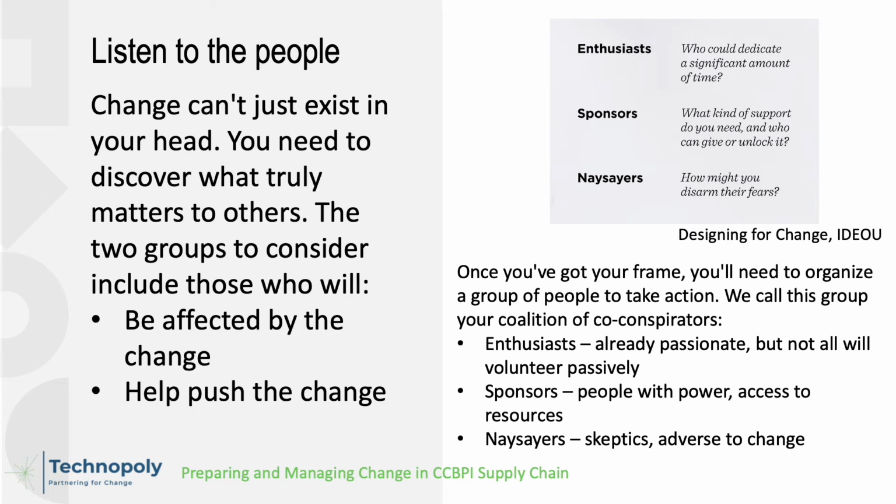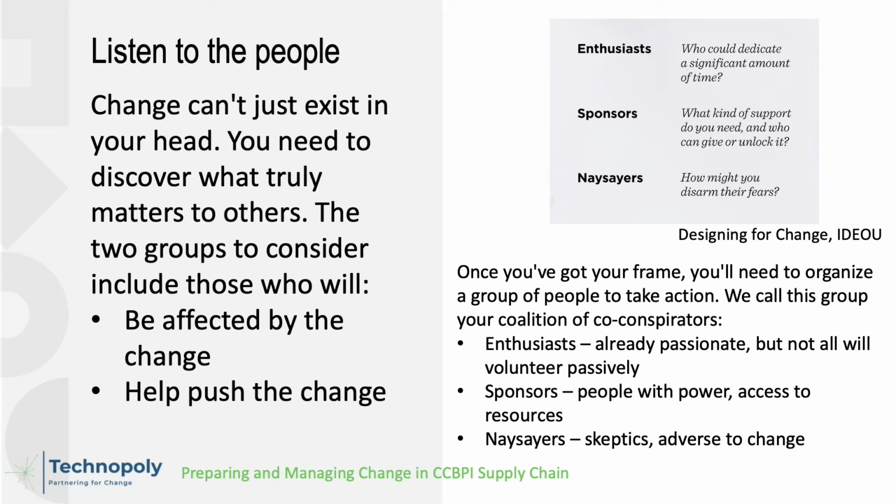In mobilizing people, the second part is to listen to them. Change cannot exist in your head. You cannot rationalize change and expect people to simply believe or follow you. There are two groups you need to consider when you try to introduce a system intervention or change. Look at those people who will be affected, and those are people who are going to help you push the change.